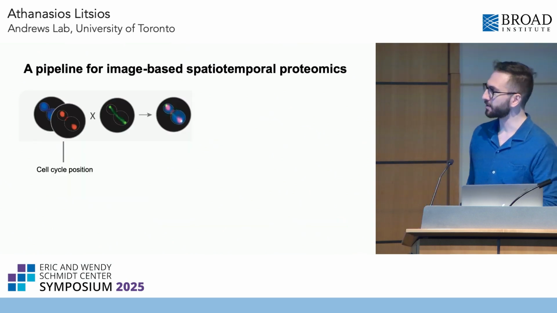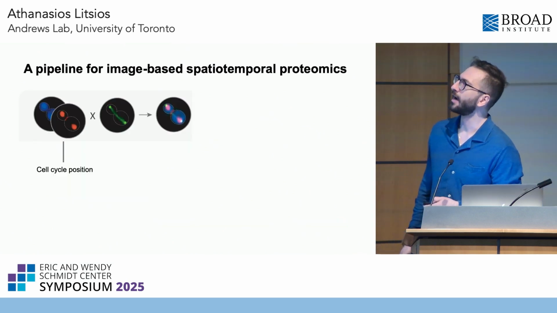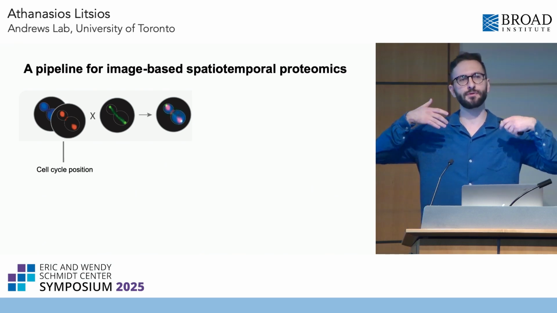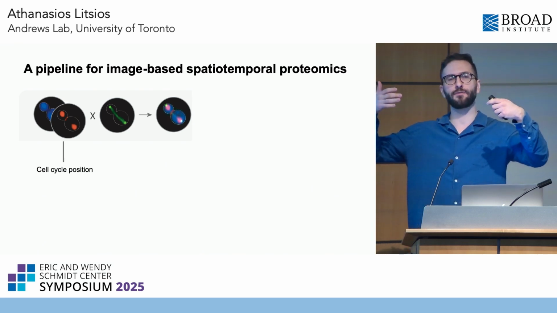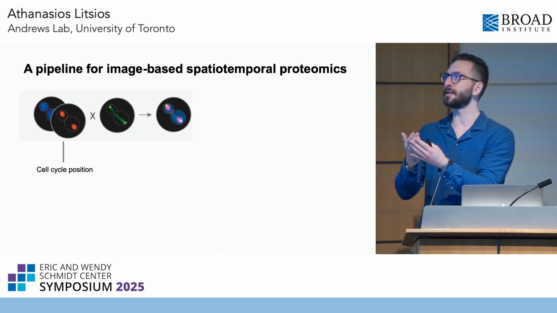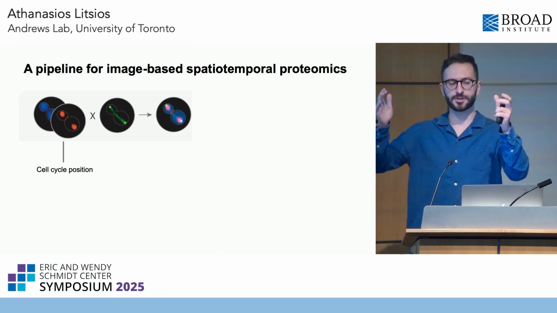So initially, we started by constructing a yeast strain that expressed some fluorescent proteins. And by these fluorescent proteins, if we would inspect these cells via fluorescence microscopy, these proteins would reveal the exact cell cycle state that the cell was in when we took the snapshot image.